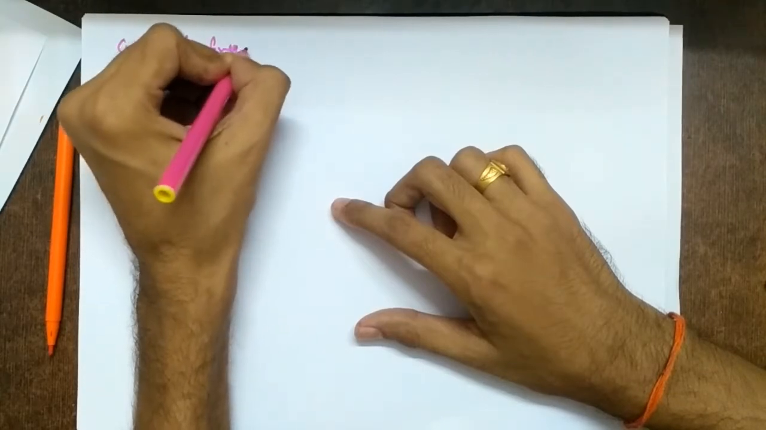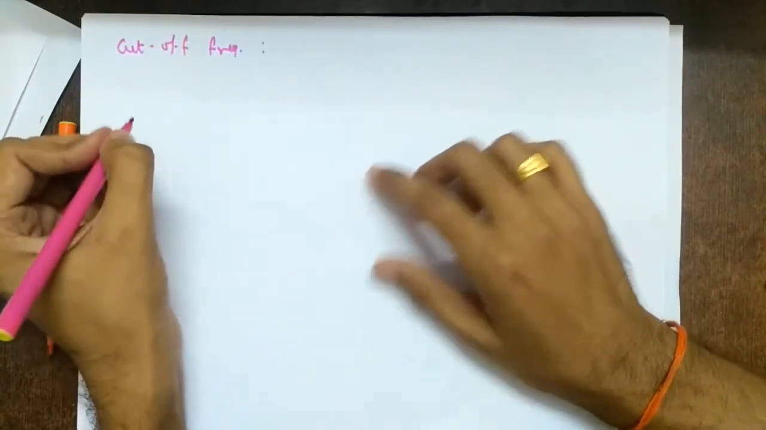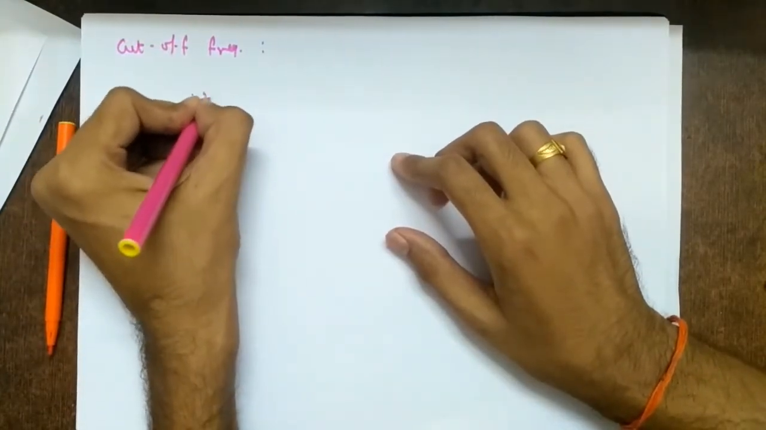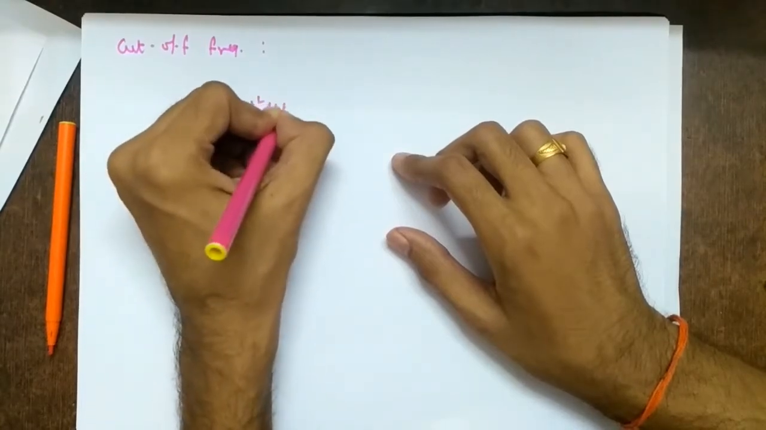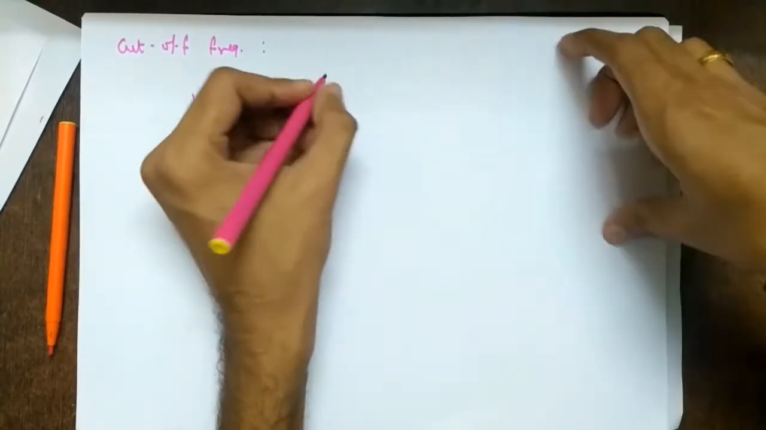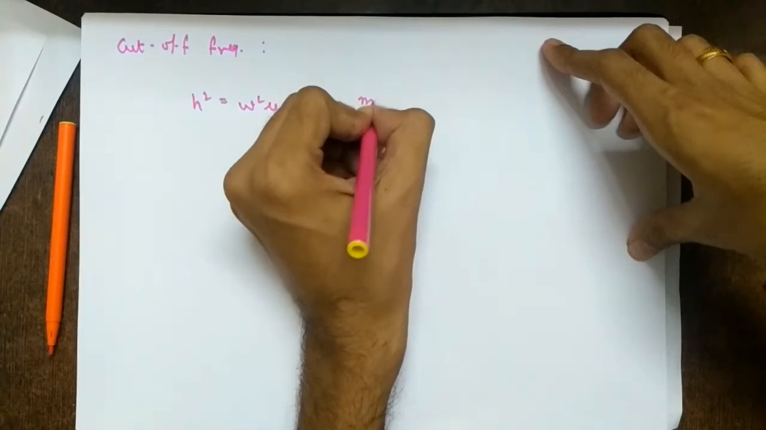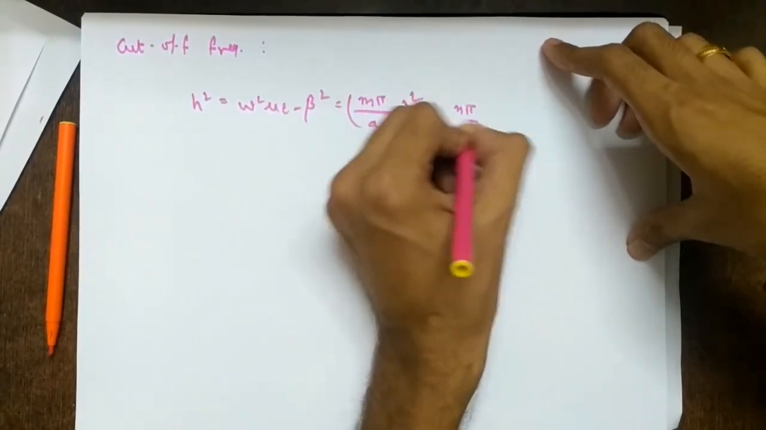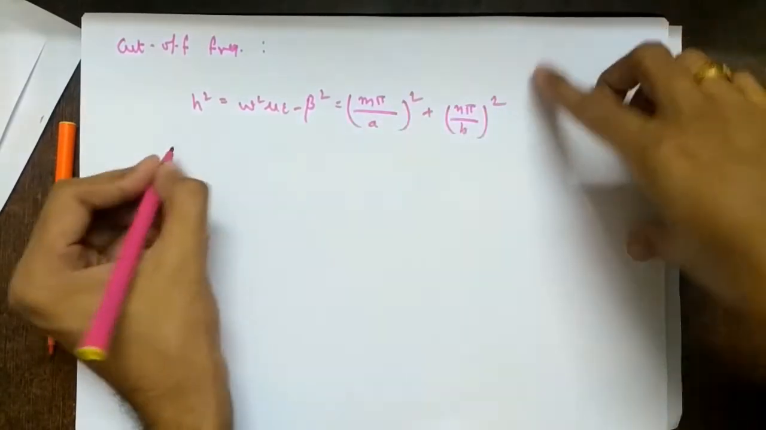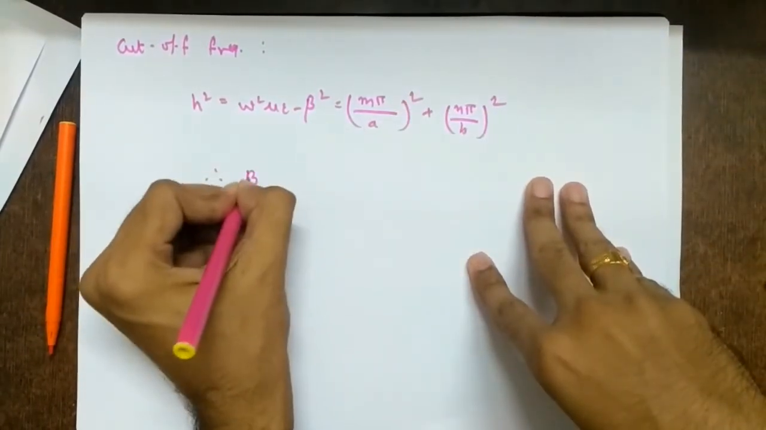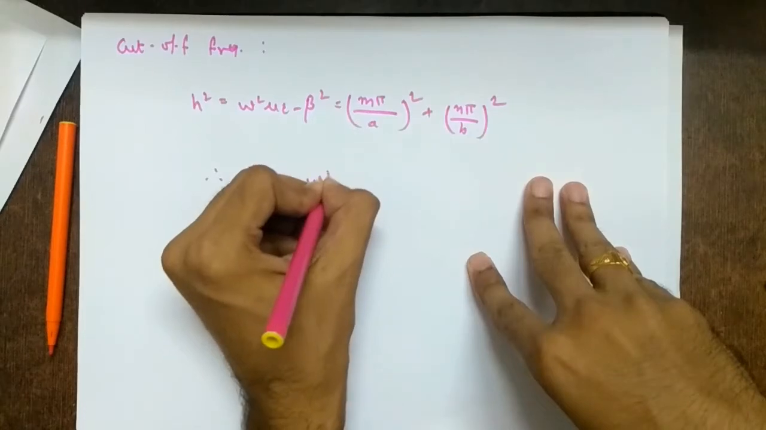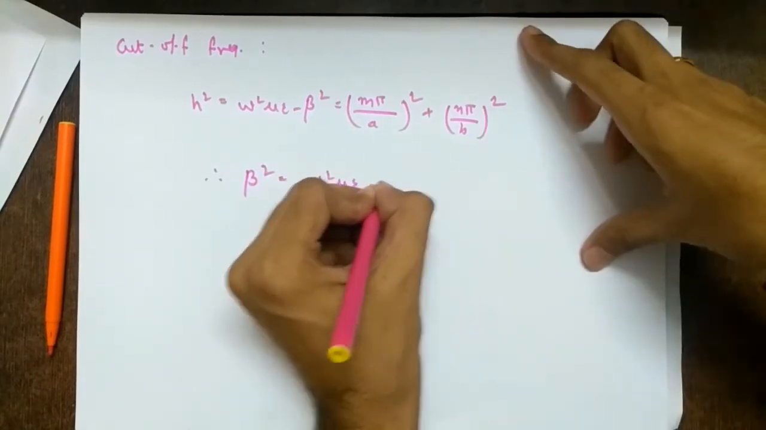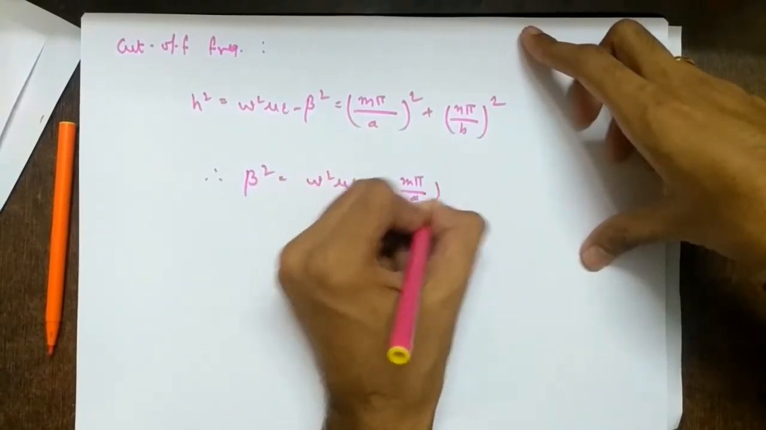the cutoff frequency for the rectangular waveguide. What we know: h squared is omega squared mu epsilon minus beta squared, equal to (m pi by a) the whole squared plus (n pi by b) the whole squared. So what will be beta squared from this? Beta squared will be omega squared mu epsilon minus (m pi by a) the whole squared.